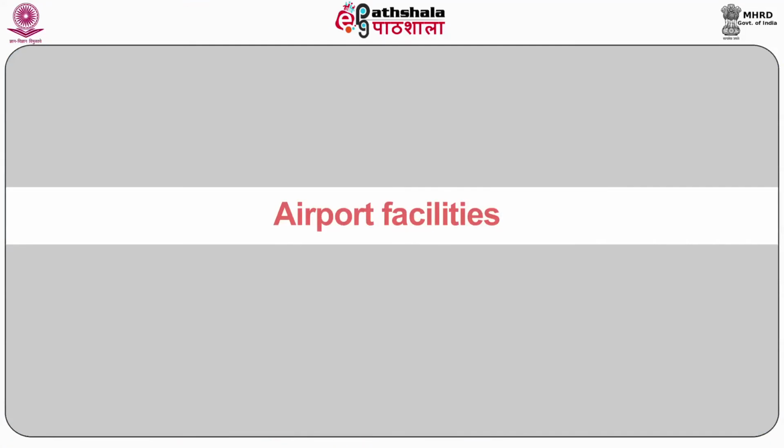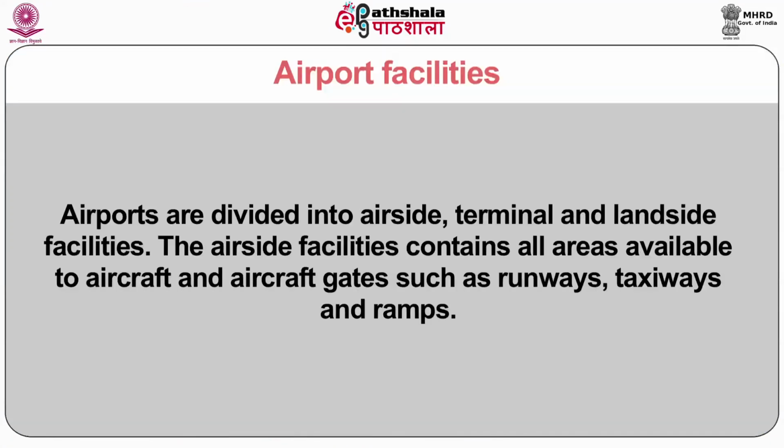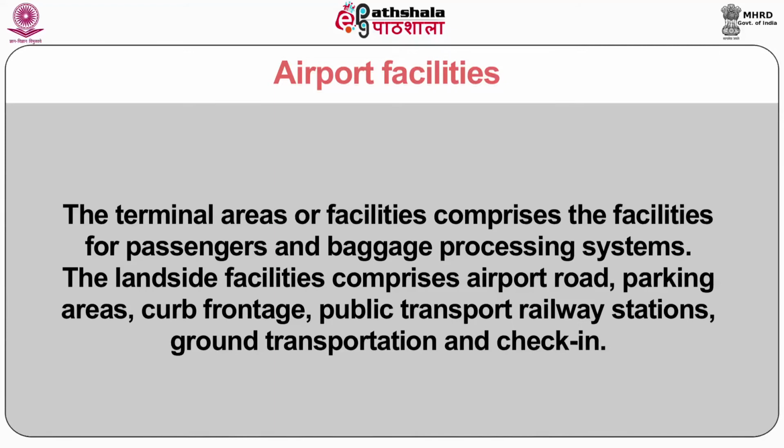Now I will discuss the airport facilities. Airports are divided into airside, terminal and landside facilities. The airside facilities contain all areas available to aircraft and aircraft gates, such as runways, taxiways and ramps. The terminal facilities comprise the facilities for passengers and baggage processing systems. The landside facilities comprise airport roads, parking areas, curb frontage, public transport, railway stations, ground transportation and check-in.